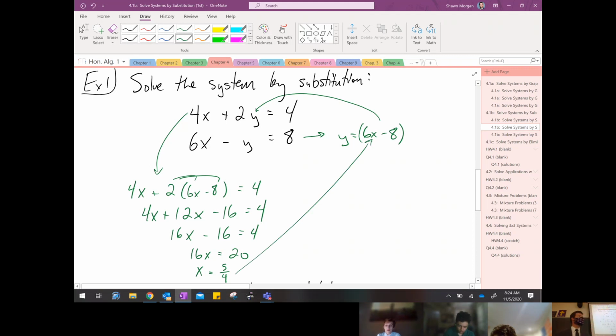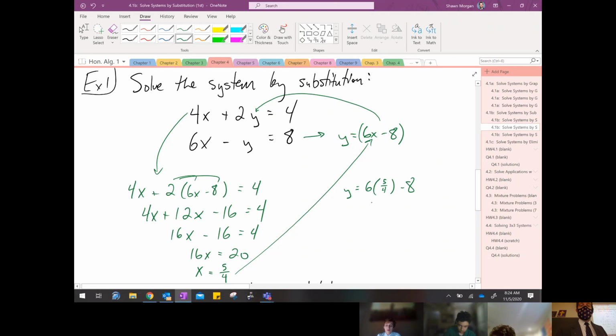Yeah, and we can plug it back in. This is our last little step. We could plug it back into either of the original equations. But here's a little teacherly advice: I would recommend plugging it back into the one where you've already got the variable by itself. You've already got y by itself, so why redo the work and have to solve for y again if we could just plug in 5/4 there for x?